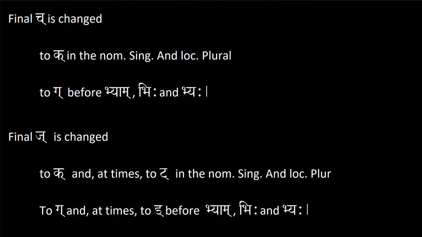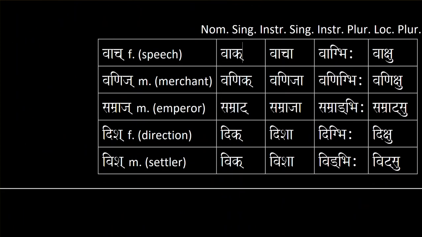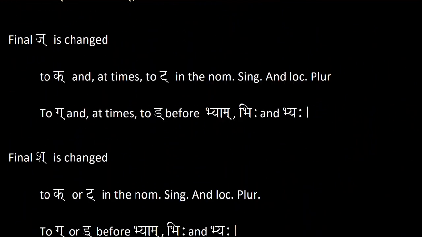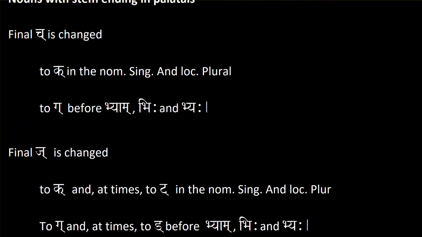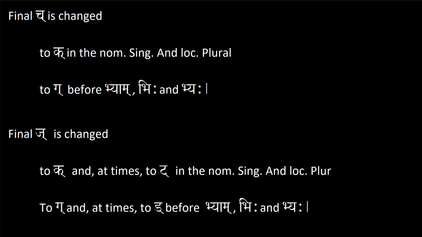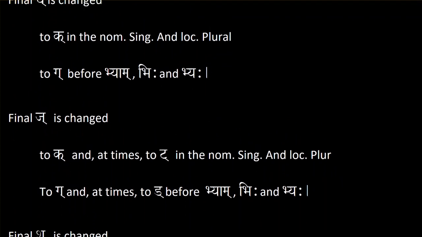So it's the same concept for both cha and ja, because they're both palatals. Let's go over this again. The final cha is changed to ka in the nominative singular and locative plural, and then to ga before bhyam, bhis, and bhyas. The final ja is changed to ka, and at times to ta, in the nominative singular and locative plural, and then to ga, and at times to da, before bhyam, bhis, and bhyas.